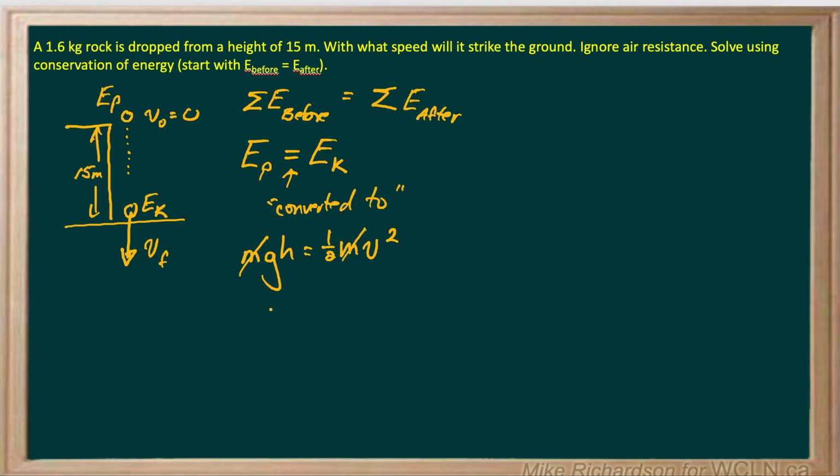They're gone. And when I solve it for v, if I multiply both sides by 2 to get rid of the 1/2 and take a square root, I end up getting a final speed just before it hits of 17 meters per second. So just like your kinematics equations, mass does not matter, and our final speed just before it hits is 17 meters per second.